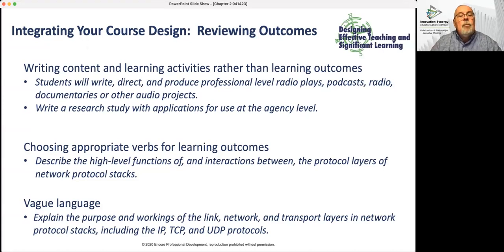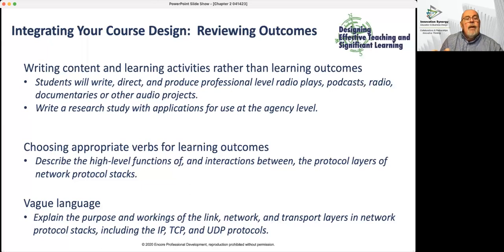For choosing appropriate verbs for learning outcomes: "Describe the high-level functions and interactions between the protocol layers of network protocol stacks." Okay, so there's a lot of things going on there. As you go through, make sure that you've broken this down so that you have one verb for each learning outcome, and that you've chosen the appropriate ones that you're going to be able to measure.